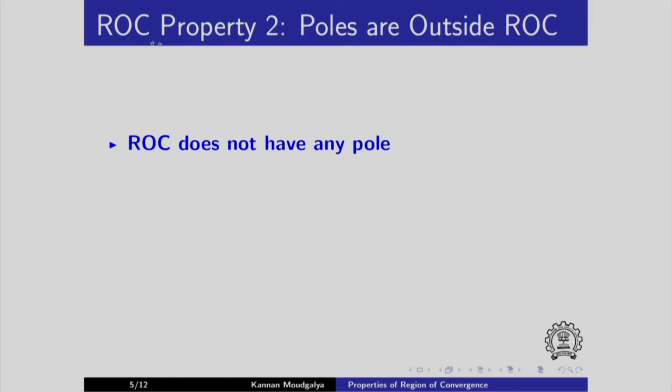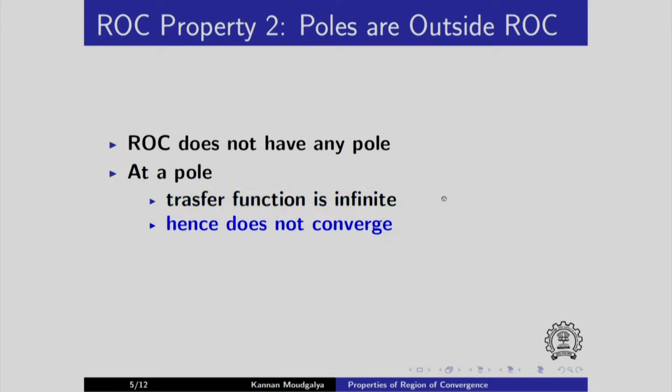So what is the second property? Poles are outside the region of convergence. In other words, ROC does not have any pole. How do we say that? At a pole, the transfer function becomes infinite, it is unbounded, hence does not converge. So a pole does not belong to region of convergence. It is straightforward. Poles are outside region of convergence because at the pole the transfer function becomes infinite.